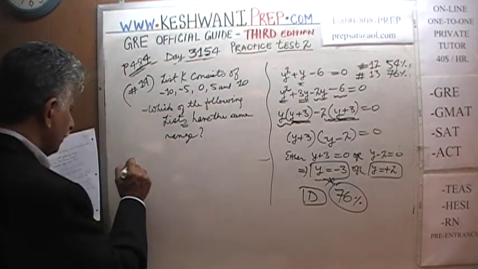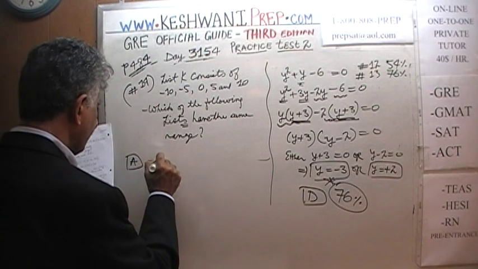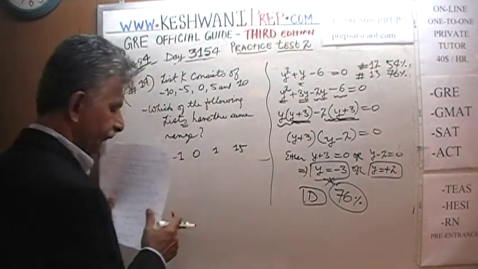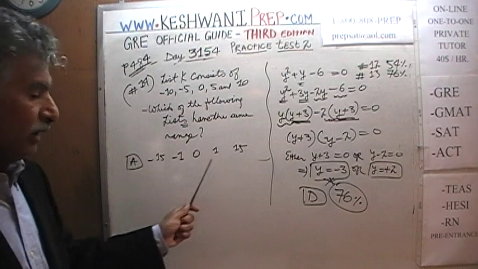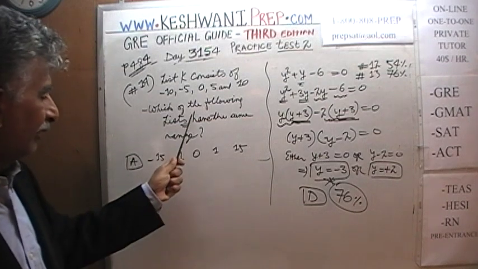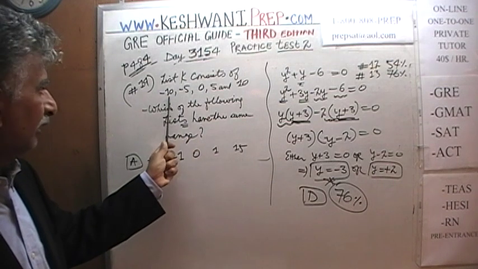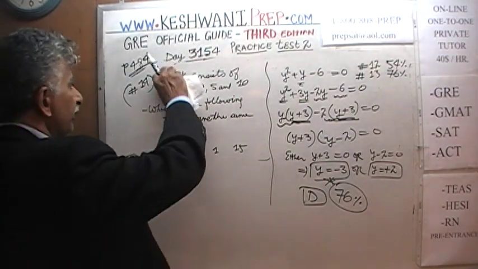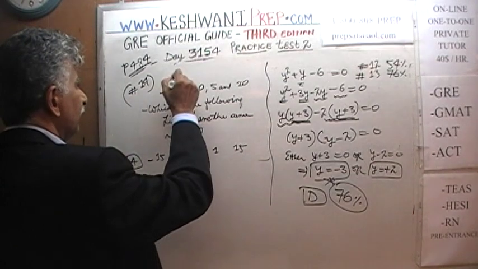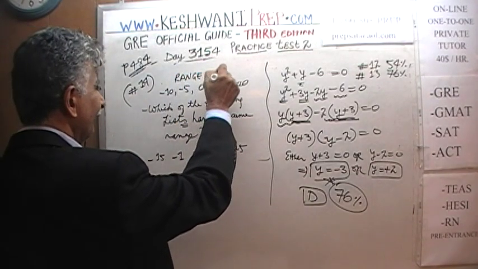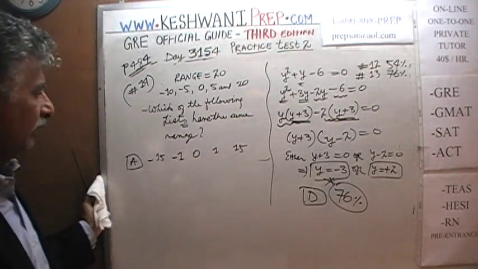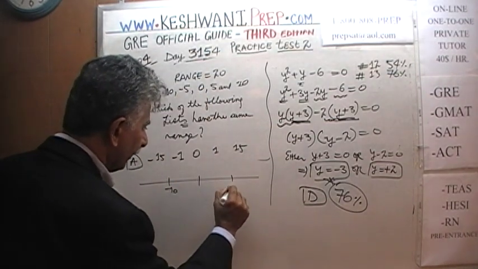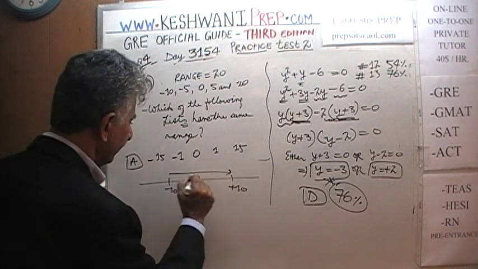The first one is negative 15, negative 1, 0, 1, and 15. Before we worry about whether the range of this list is the same as the range of list K, we first have to figure out the range of list K. We go all the way from negative 10 to positive 10, which means list K has a range of 20. On the number line, going from negative 10 to positive 10 is a range of 20.